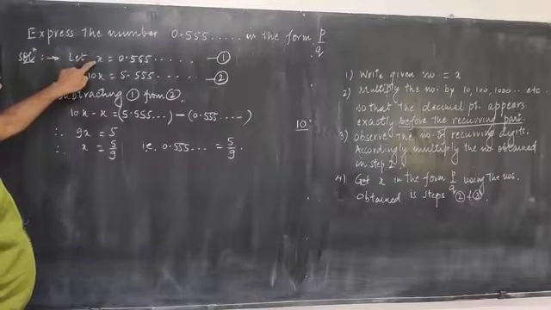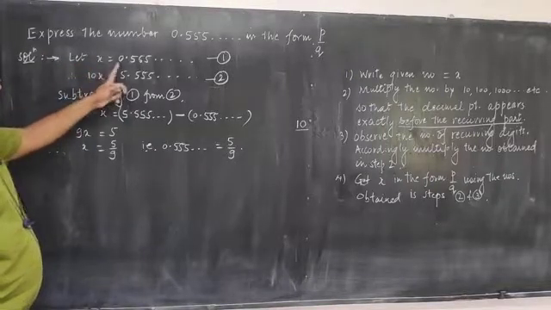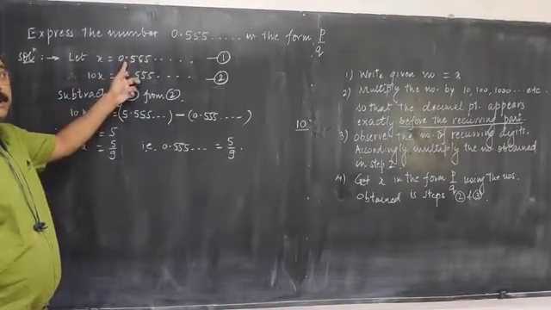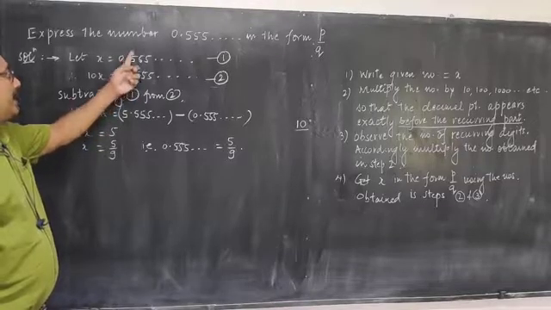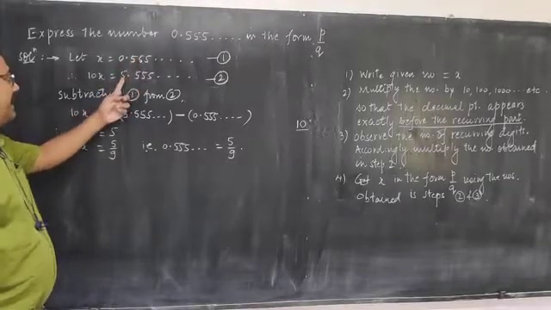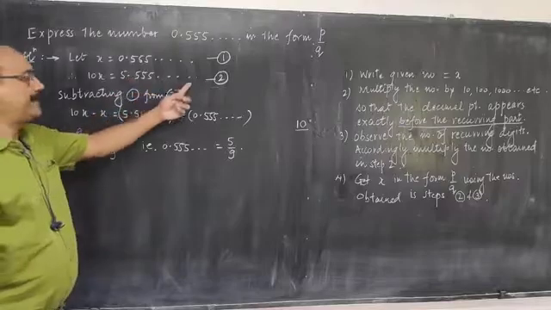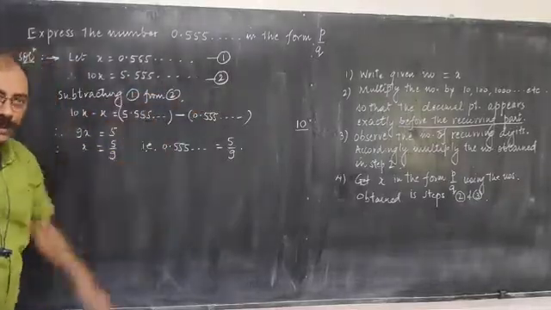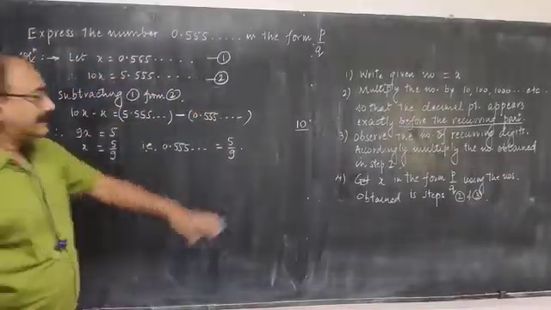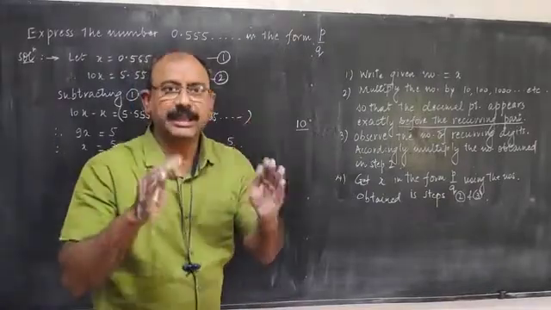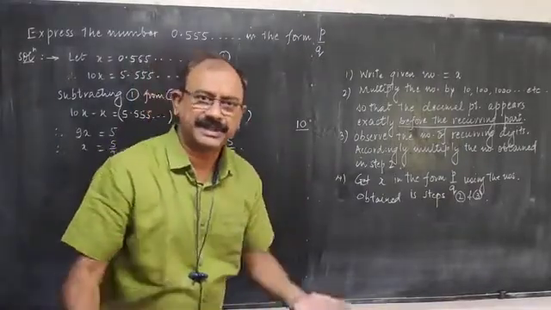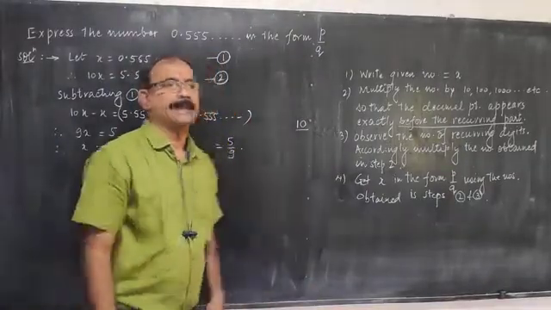Multiplying the left hand side by 10, I get 10x. If I multiply the right hand side by 10, the decimal point will shift one place to the right and we get 5.55555. Now the third step is over. These are the three important steps. The rest of the things are absolutely mechanical.